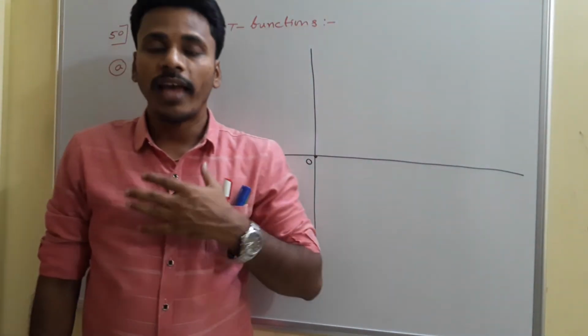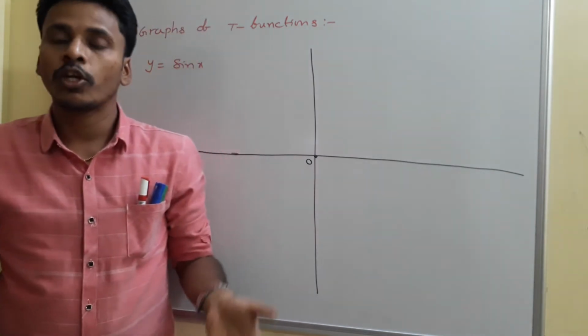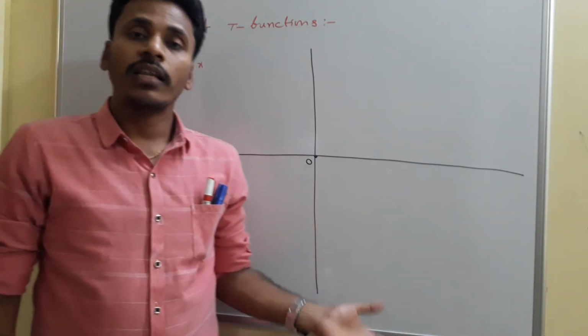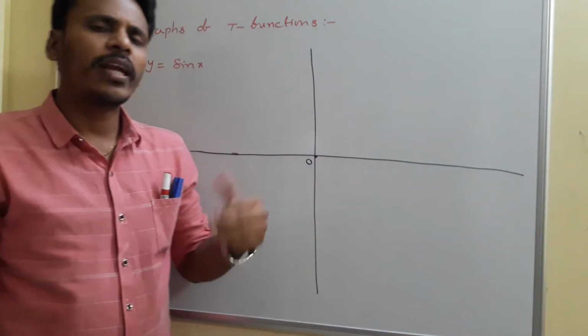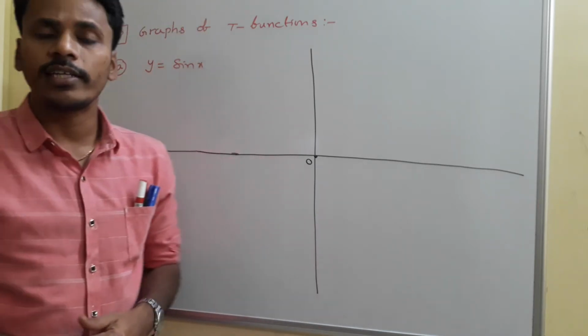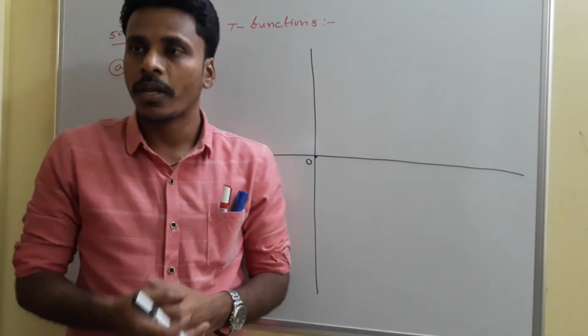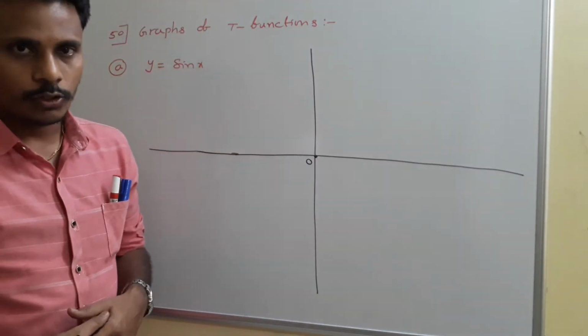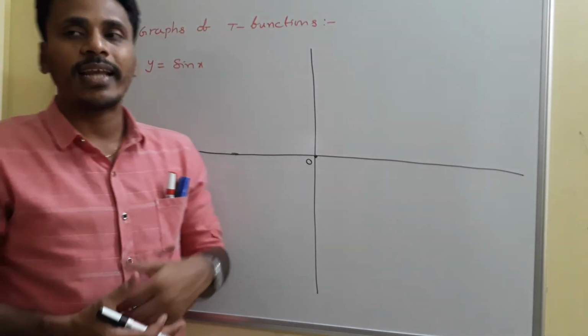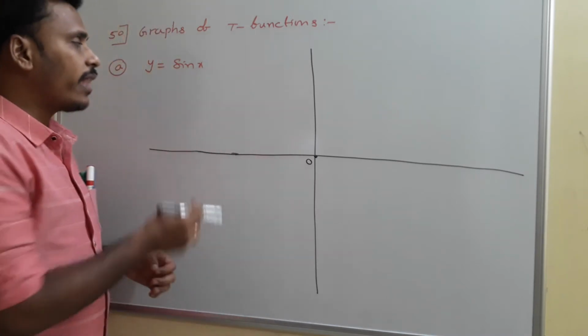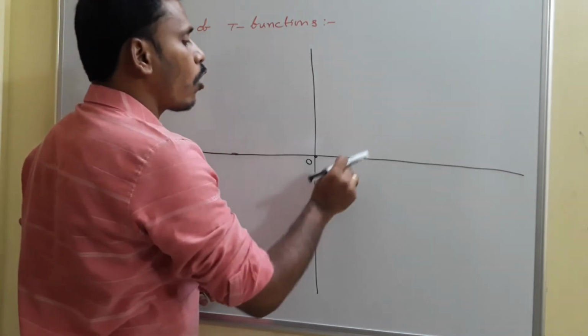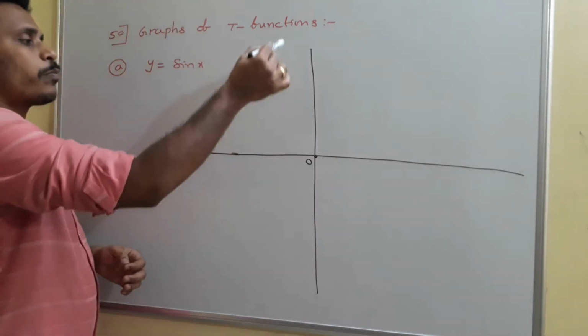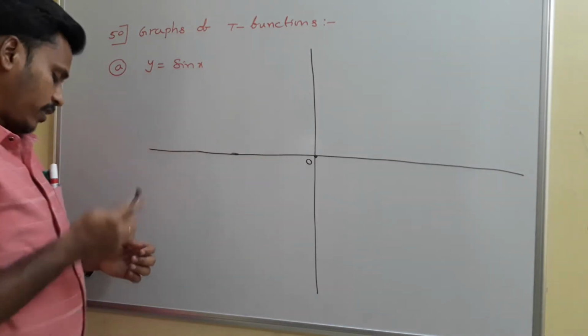Because we have independent choice to take any angle in the place of x. You can take any angle in the place of x. It's an independent choice for you. But depending on those values of x, you will get different y values. Now we are going to draw the graph by taking their corresponding x values on the x-axis and corresponding y values on the y-axis.